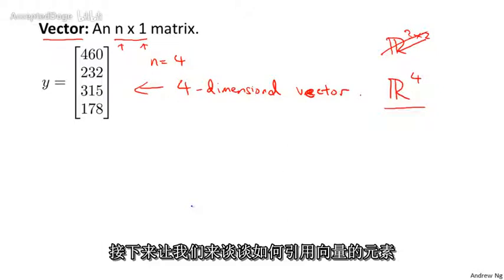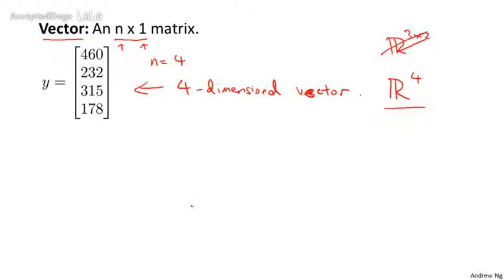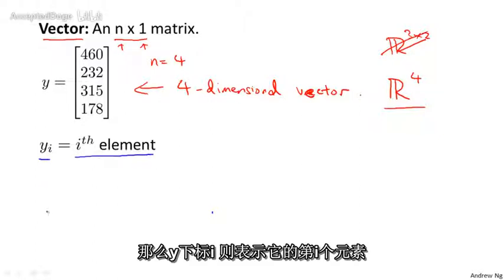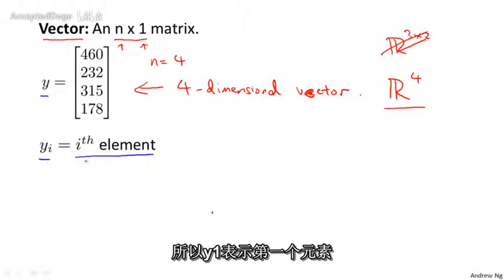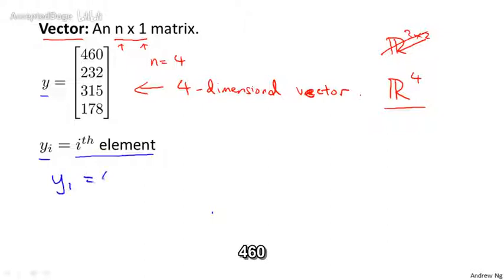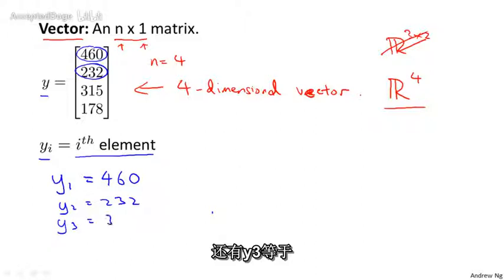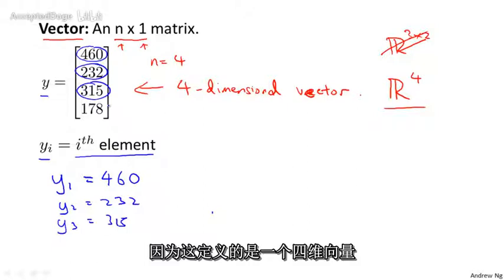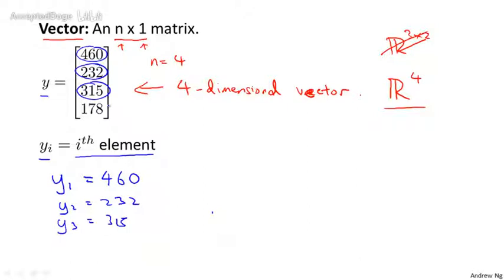Next, let's talk about how to refer to elements of the vector. We're going to use the notation yi to refer to the ith element of the vector y. So if y is this vector, y subscript i is the ith element. So y1 is the first element, equal to 460. y2 is the second element, 232. That's the first, that's the second. y3 is equal to 315, and so on. Only y1 through y4 are defined because this is a 4-dimensional vector.